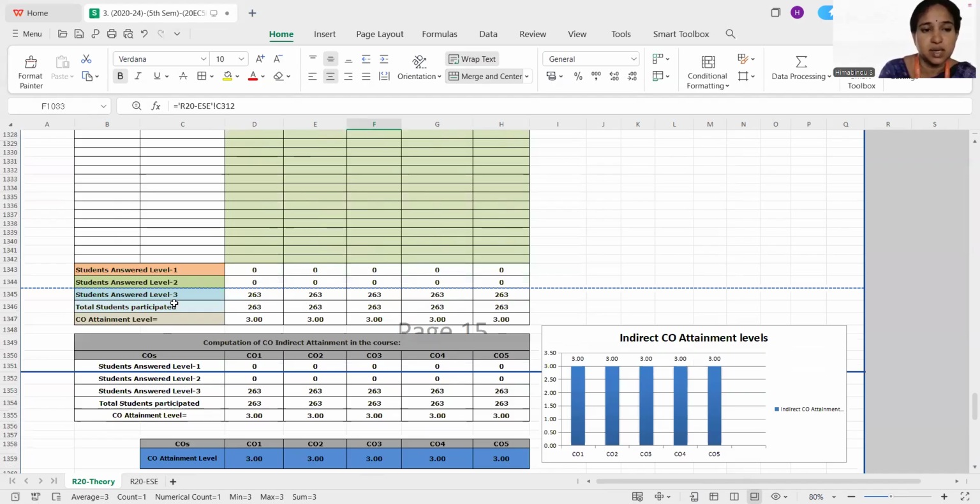Here the number of students who opted level 3 for CO1 for all the COs is 263, and the number of students who participated is 263. So the percentage of students scoring above threshold is 100% here, which is greater than 80%. So the attainment level is 3. The indirect attainment value of individual COs is 3 here.